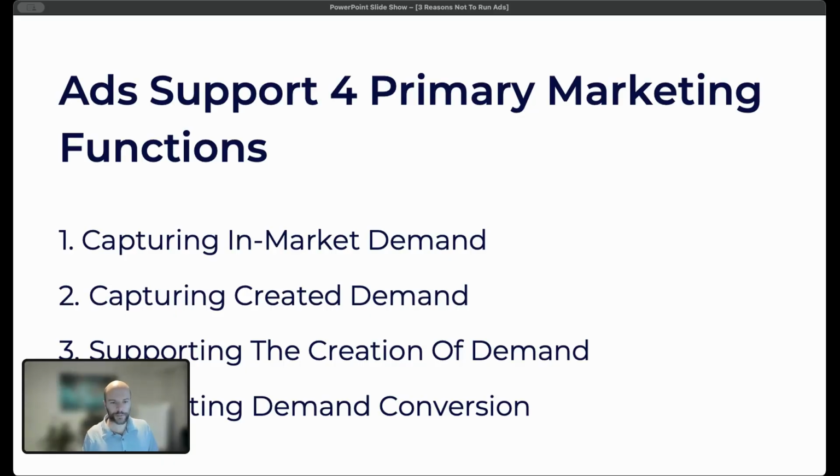This is why most people fail when it comes to ads, is because they don't actually know what ads are used for in their business and just in general. So before you even consider running ads, you need to think about what one of these 4 primary marketing functions am I trying to use ads to serve.